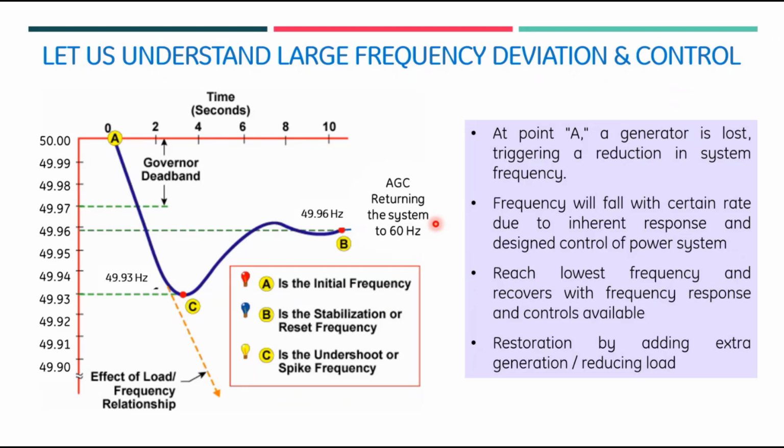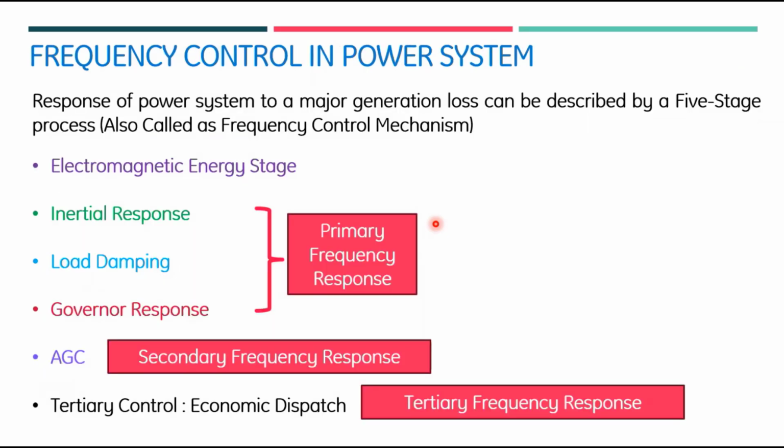Because we have a generation loss, to balance that generation loss you have to introduce a similar amount of generation into the system or reduce a similar amount of load, so that frequency can go back to the nominal frequency. So what are the frequency control actions that are available in the power system, and how do they respond whenever there is a major generation loss?